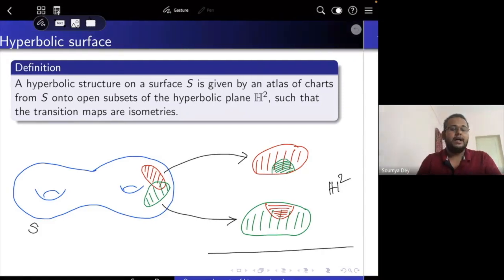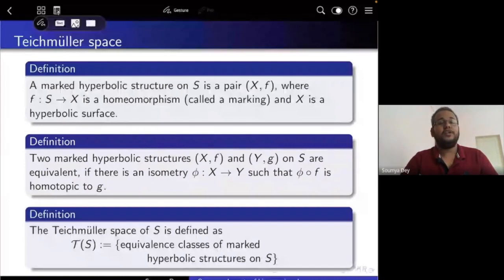Now, let me define the Teichmüller space corresponding to a surface. A marked hyperbolic structure on S is a pair (x, f), where f is a homeomorphism from S to x, which is called a marking, and x is a hyperbolic surface. So for a hyperbolic surface x, if you take such a marking, the pair (x, f) is called a marked hyperbolic structure on your surface S. Now you define two such marked hyperbolic structures, (x, f) and (y, g), to be equivalent if there is an isometry phi from x to y such that phi composed with f is homotopic to g. Now you consider all these equivalence classes of marked hyperbolic structures. This gives us the Teichmüller space corresponding to S. We denote it by T_S.